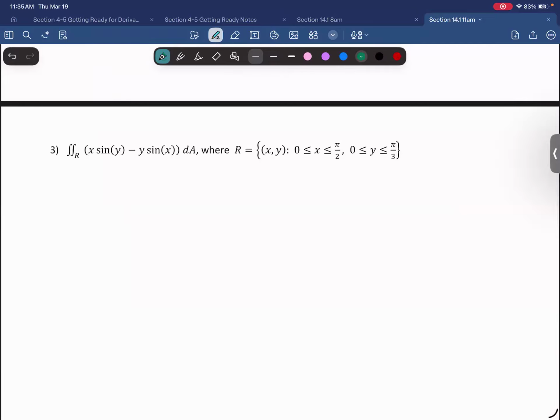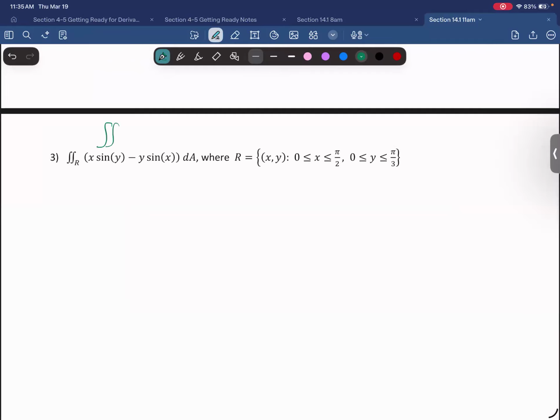All right. Now, we can either break this into two integrals and do them separately. I just think that's more work, but you can. If you want to do x sine y dA minus y sine x dA, you can break them into two different integrals, and you can do them in different orders, dy dx or dx dy, either way you want. That's an option. I think it's easier just to do it all at once. So let's walk through that.